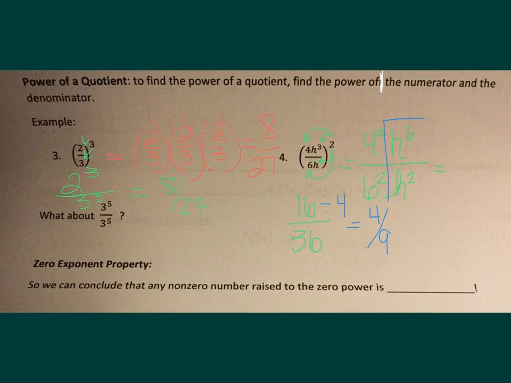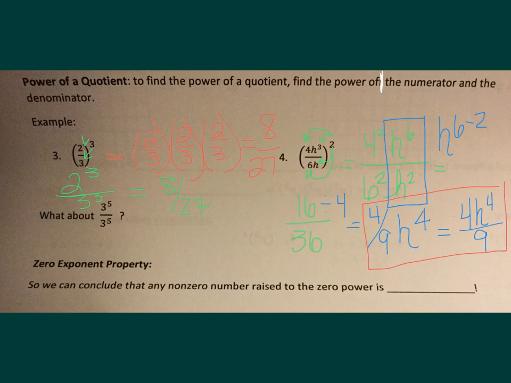Using the quotient rule, if the bases are the same, I can subtract the exponents. H to the 6 minus 2 equals h to the 4th. So I can write it as 4/9 times h to the 4th, or I can leave it as the fraction 4 times h to the 4th all over 9. These both have the same value. These are the same thing. Okay?